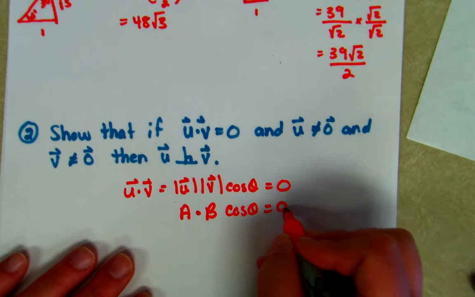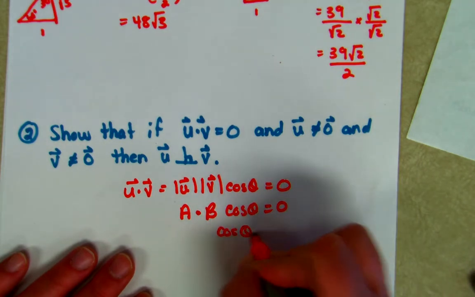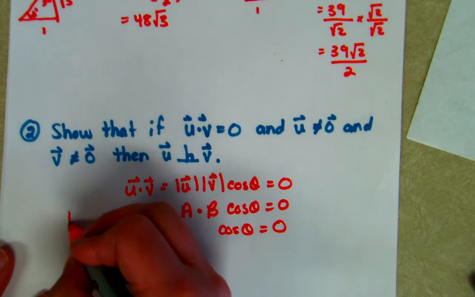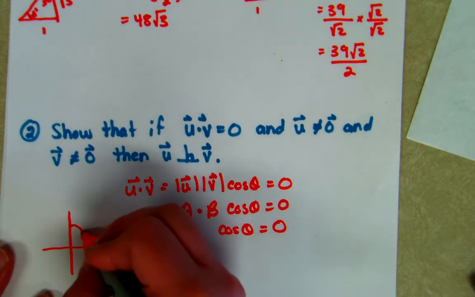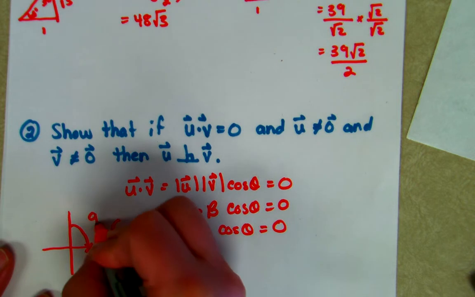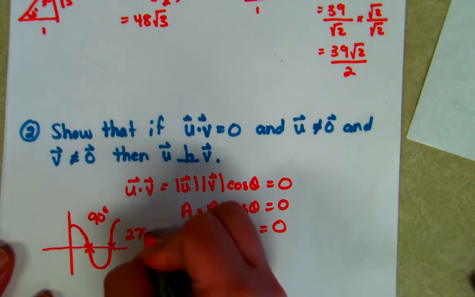So if I get rid of them, or bring them to the other side, I really end up with cos of theta equals 0. Now, if we think about that, you can ask your calculator, but a basic cos graph looks like that. And cos is 0 at 90 degrees or 270 degrees.